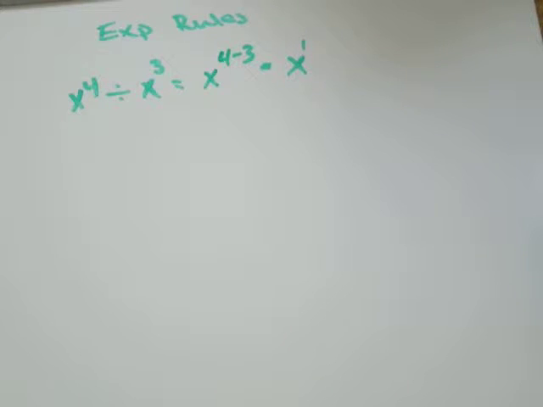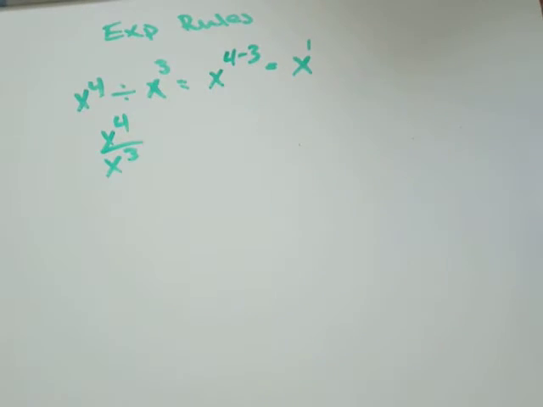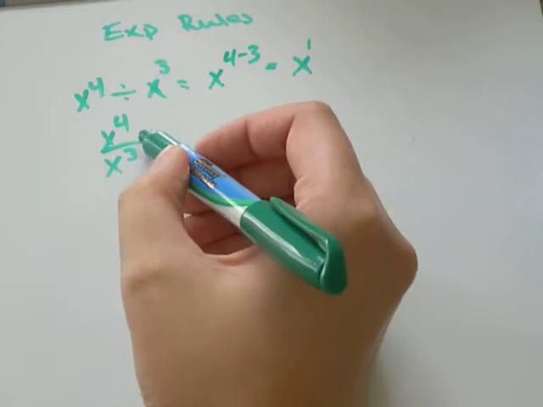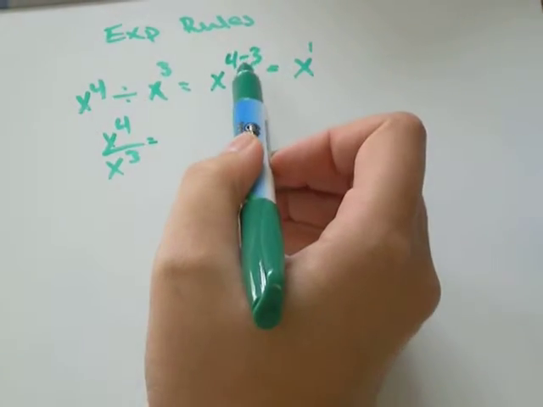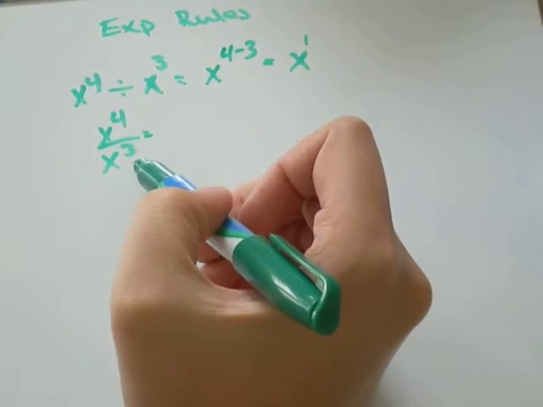Usually you aren't going to see questions written with the division sign. Usually you would see this represented as a fraction, like x to the power of 4 over x to the power of 3. I can prove to you that the exponent rule works just by looking at this example.